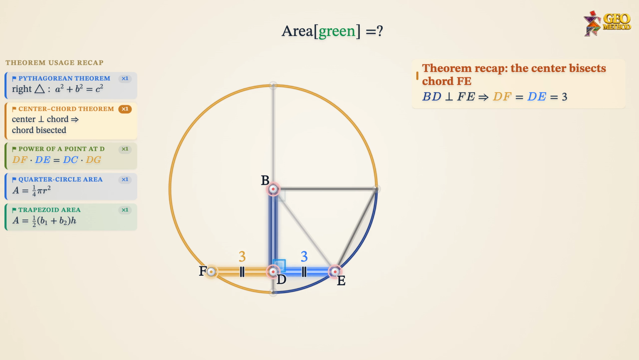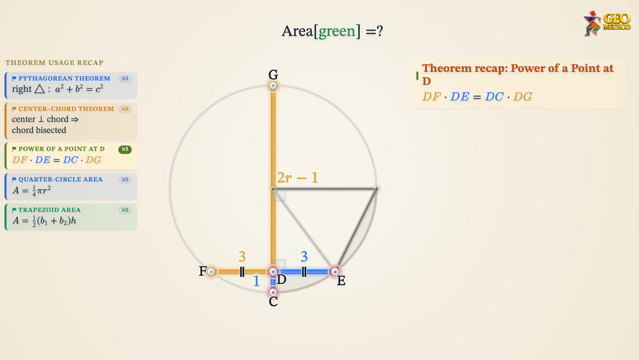Power of a point was then applied once at D. Watch the horizontal pair segment DF and segment DE flash first, followed by the vertical pair segment DC and segment DG. Their products are equal, and substitution makes this second route reach r equals 5 independently.